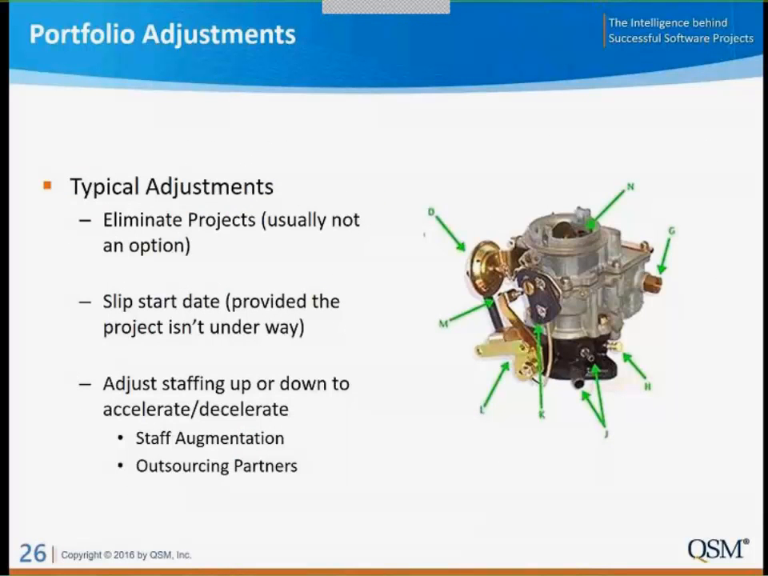Now, when we run into cases where we don't have the capacity to take on the projects, then we have to do some adjustments to the portfolio. So the typical adjustments that we might be involved in would be possibly to eliminate projects or maybe defer them to the next fiscal year. Sometimes that's not an option, sometimes it can be deferred. We can slip the start dates provided the projects aren't underway, so maybe we push them out a quarter, or we can look at adjusting staff up or down, accelerating or decelerating.